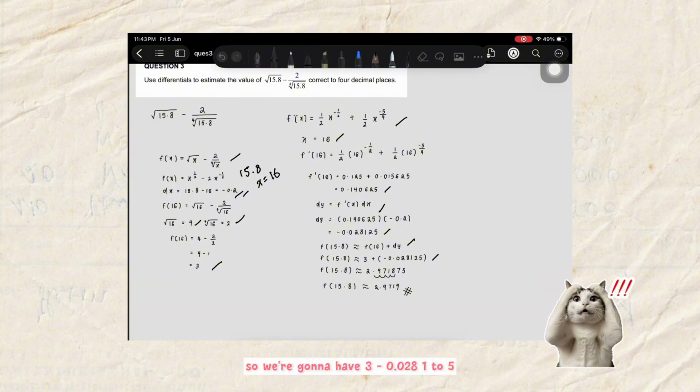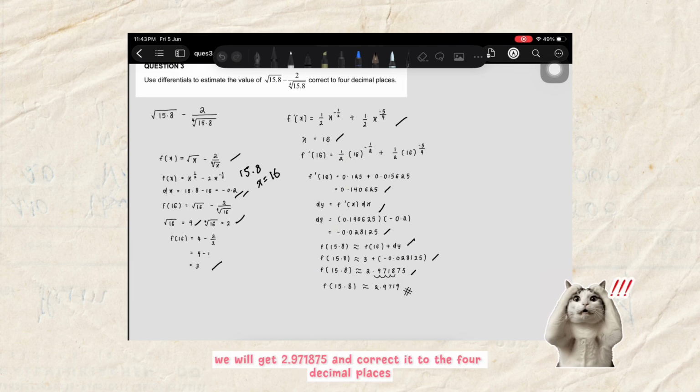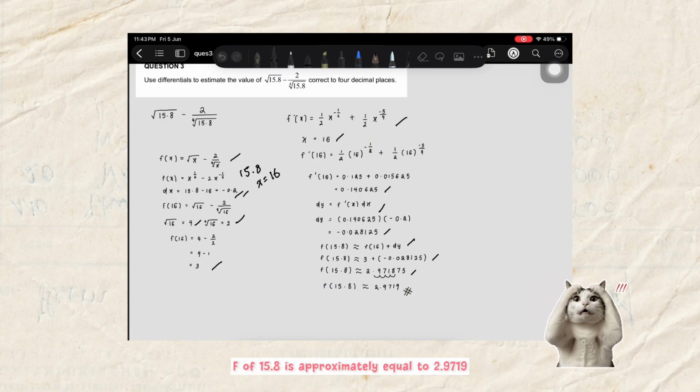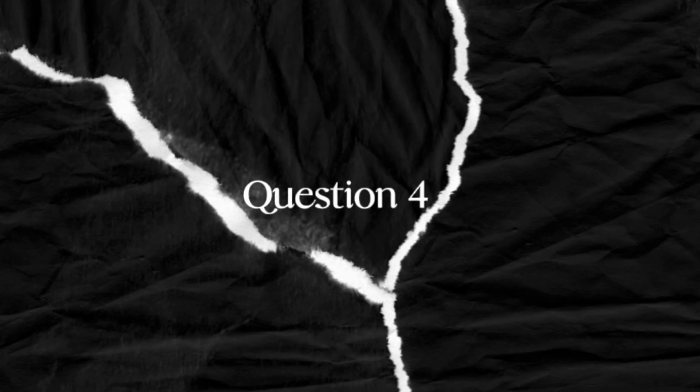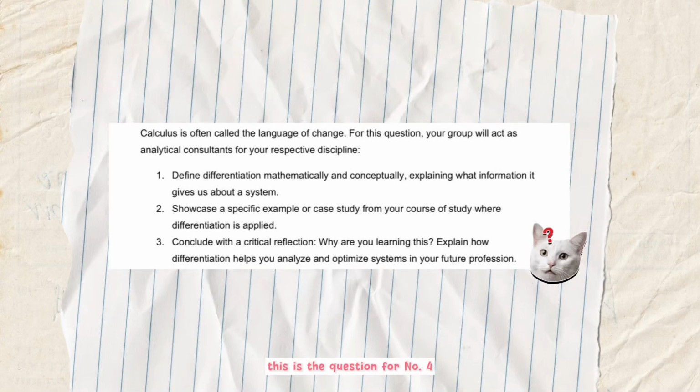Finally, using the differential approximation, f of 15.8 is approximately equal to f of 16 plus dy. So we have 3 minus 0.028125. As the final result, we get 2.971875. Correcting it to 4 decimal places, f of 15.8 is approximately equal to 2.9719, and the final answer is 2.9719. This is the answer for question number 4.